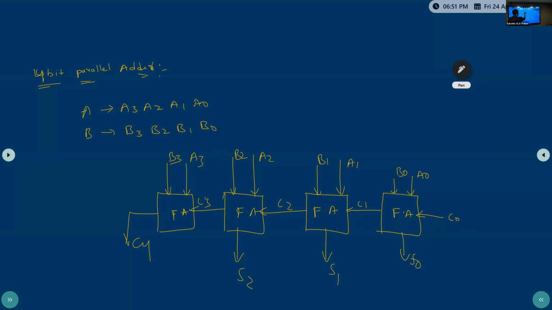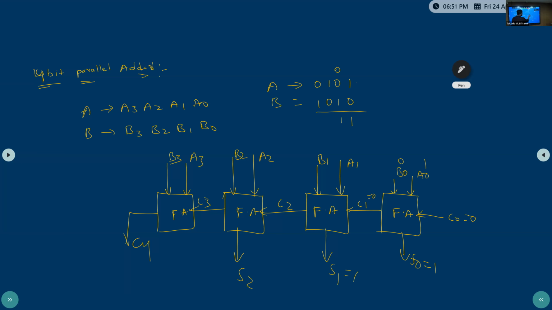Suppose A is 0 1 0 1 and B is 1 0 1 0, and I want to add both numbers. Here A is 1, B is 0, so what will we get? The sum becomes 1. The previous carry is 0, so the sum becomes 1. What is the carry? The carry will be 0.